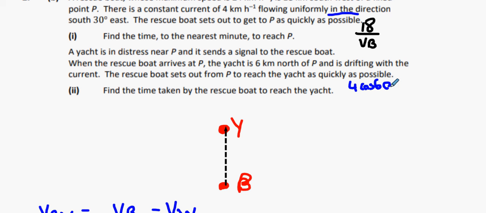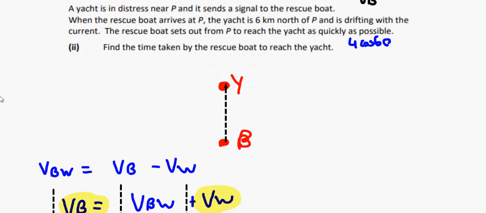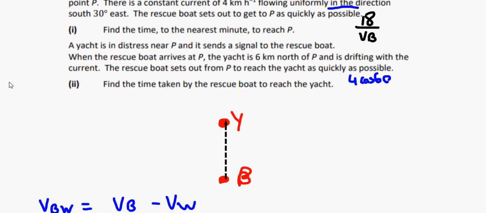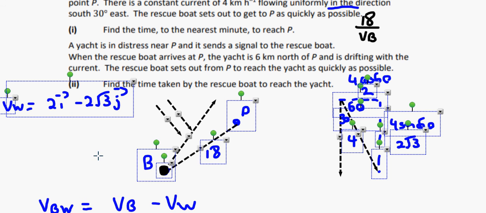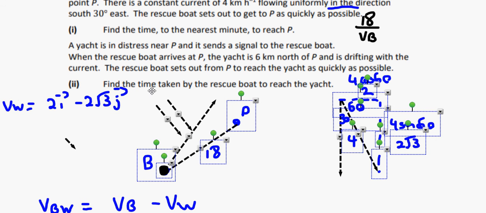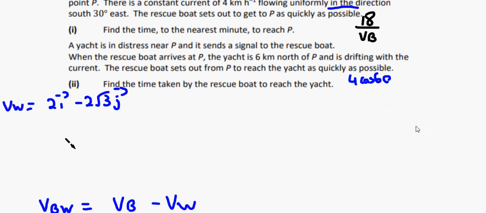Okay, no worries. There's an easy way to do this as well. So what direction is the yacht going in again? It's going in the direction of the current. That's the current there, isn't it? The current is 2i minus 2 root 3 j. So that's actually the velocity of the yacht, isn't it? So that's where the yacht's going.